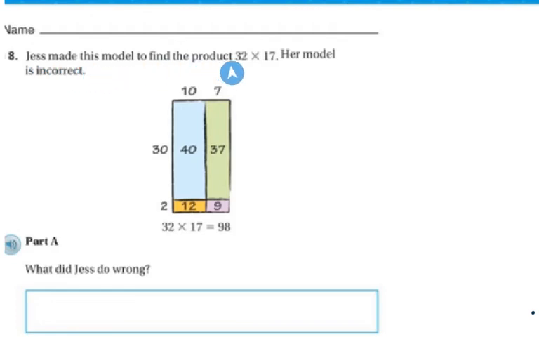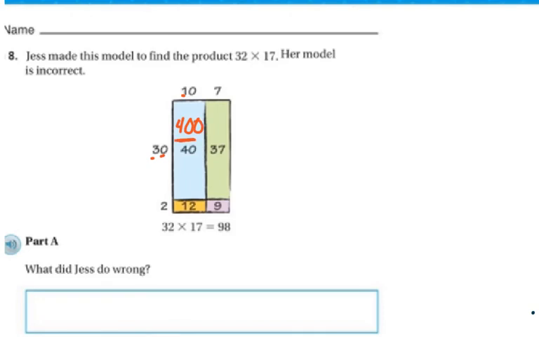Jess made this model to find the product 32 times 17. Her model is incorrect, and let's find out why. Well, 32, so there's my 30 and my 2, and then 17, 10, and 7. Well, we've got that part right. I see what she's doing wrong. So in this box, it should be 30 times 10. Well, 30 times 10 is not 40, right? 30 times 10, that's 3 times 1 is 3, and we have 2 zeros. So this should be 300.